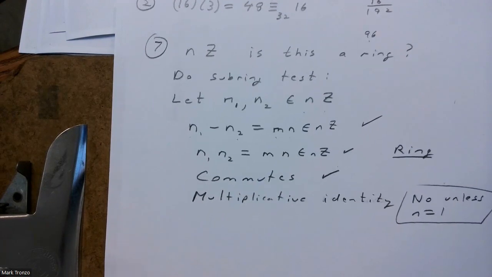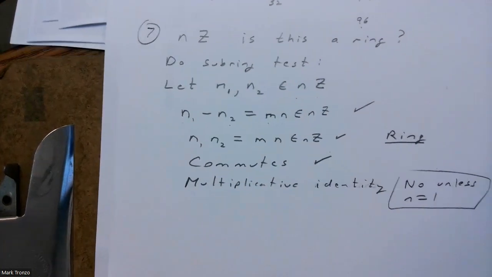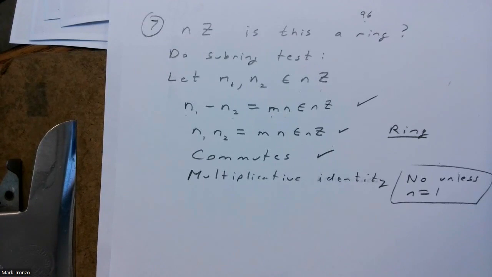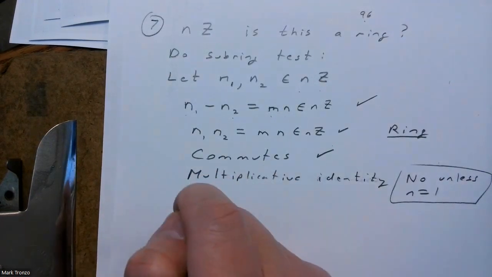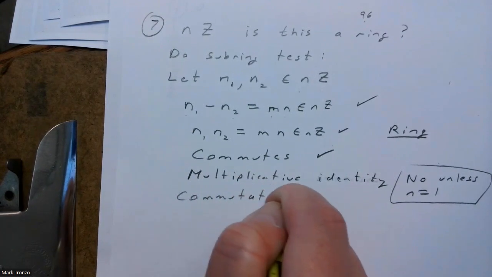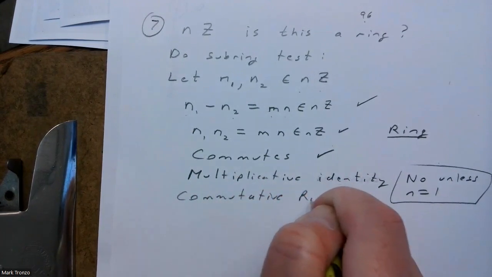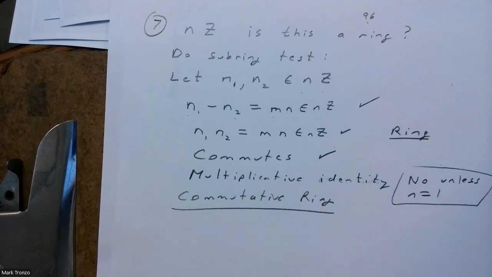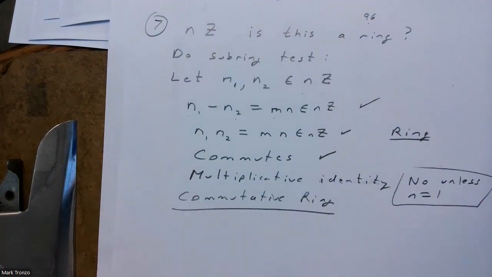That means we can't talk about units, so we can't talk about being a division ring or anything like that. So I think all we can say is a commutative ring then. Looks like that's going to be the farthest. So this is going to be a commutative ring, and nothing more. Any questions on that?